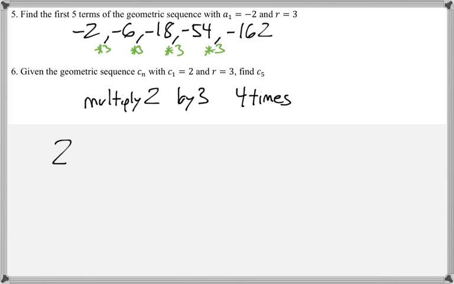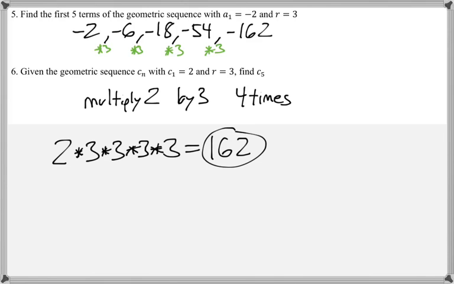So we do 2 times 3 times 3 times 3 times 3, and that's equal to 162. Or if you want to just do 2 times 3 to the fourth, that would get you the same thing.